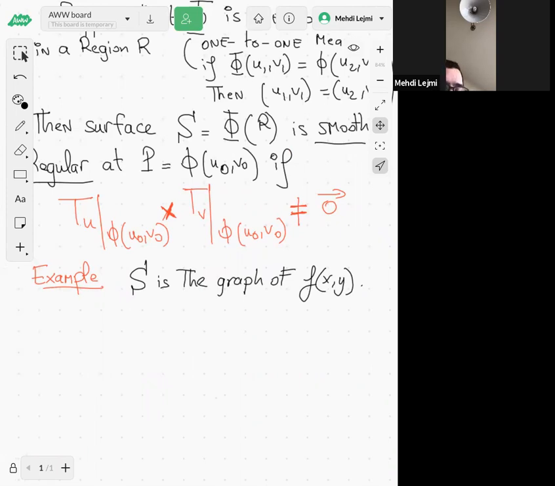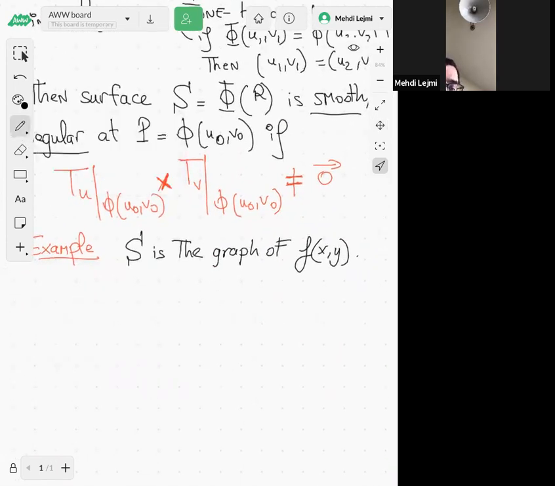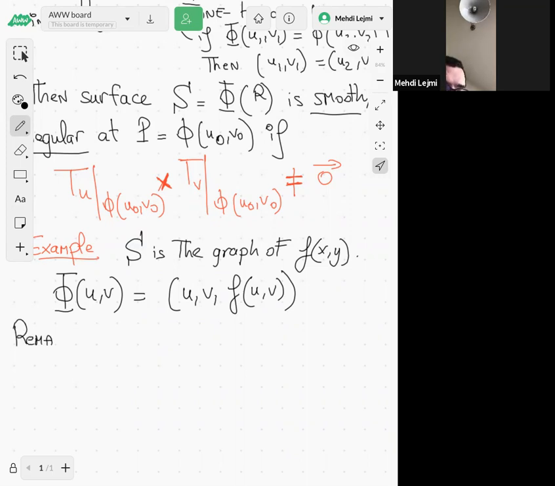So let me just remark here that the parameterization of S in this case, phi of (u, v), would be (u, v, and then the z must be equal to the function f), because that's supposed to be the graph. So z must be equal to f of (x, y), but x is u, y is v, so it must be equal to f of (u, v), right? That's my parameterization, the parameterization of the graph of f of (x, y). Now, let me just remark here, this parameterization is one-to-one.